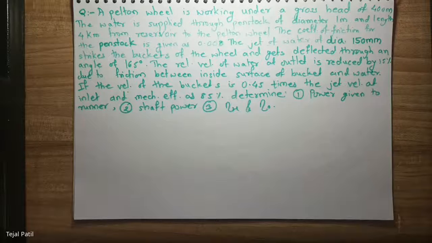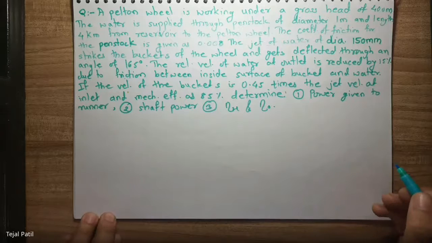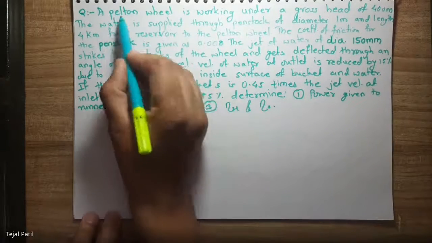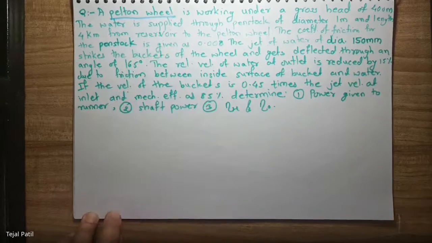So as I said, we always have to draw the velocity diagram. Okay, so let's draw the velocity diagram first. Now from this question, we will understand that it is a Pelton wheel, right? So as it is a Pelton wheel, we must draw the velocity diagram for the Pelton wheel.